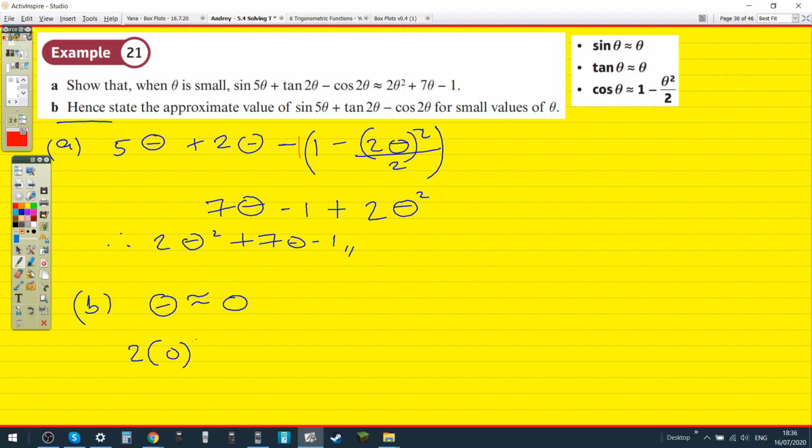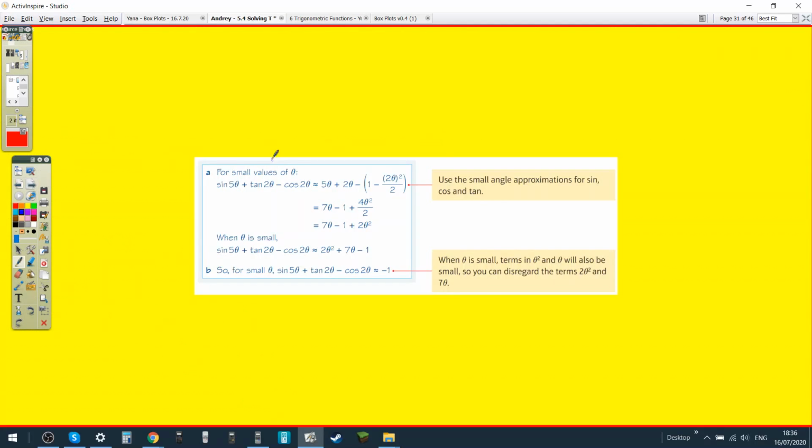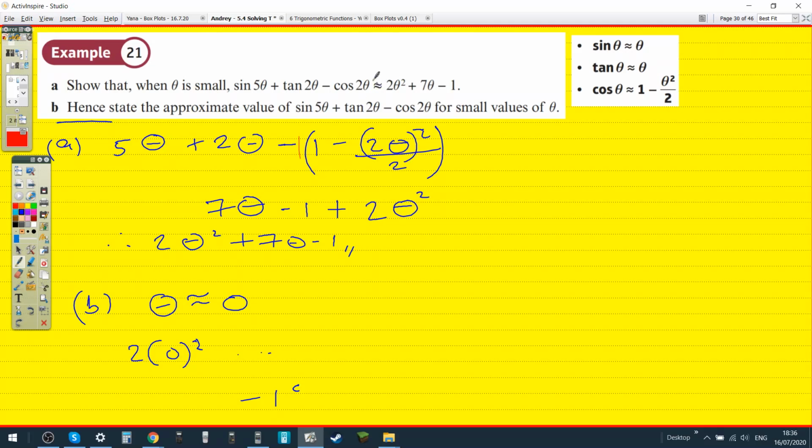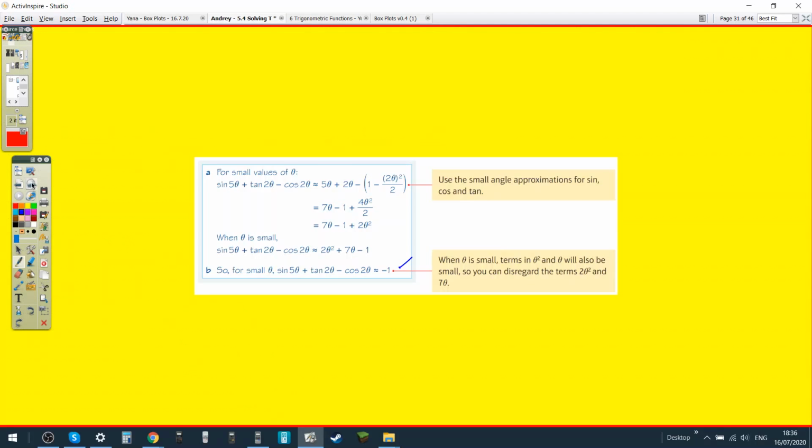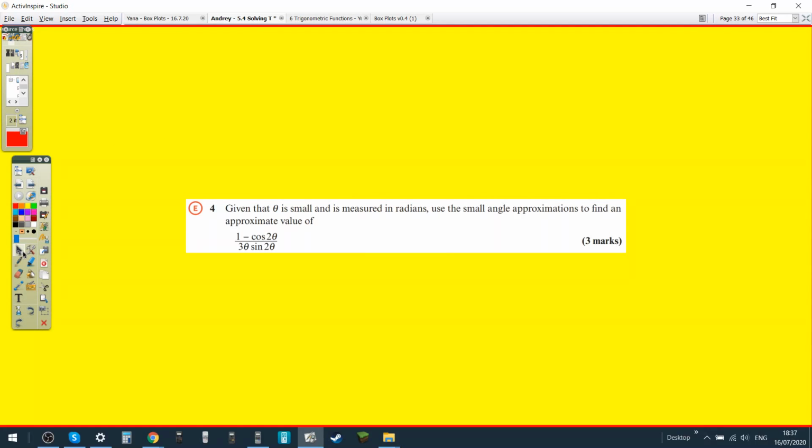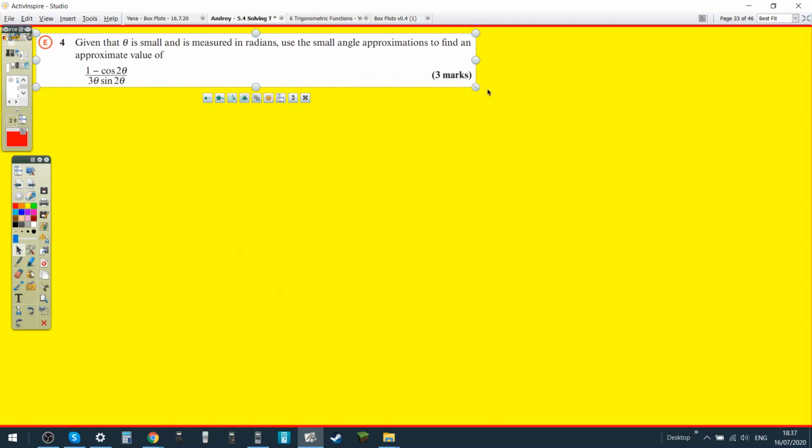So what would you get there? Minus 1. It's approximately minus 1. So for small values, it's approximately minus 1. Theta squared and theta will also be small, so you can disregard those terms. So theta is small, so you just replace it with a 0. Okay. I think the big one there is to put this in a bracket. Minus cos 2 theta, so that cos 2 theta is in a bracket, minus on the outside. If you're subtracting that, that's the same as expanding it by minus 1. That might help. Any questions about that? No. These are all right. Okay. Exam question.